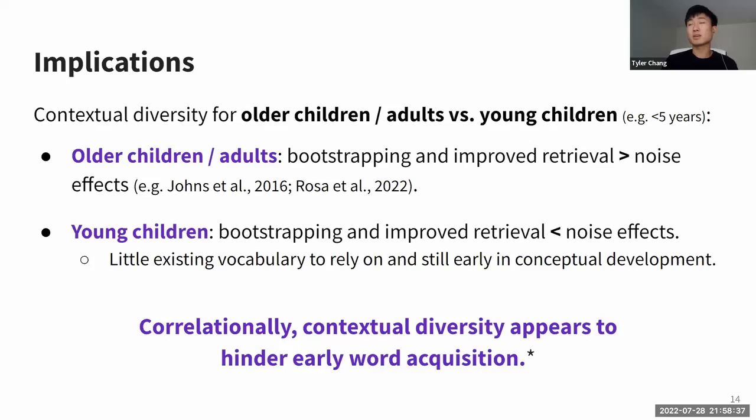So, in conclusion, our results suggest that correlationally, contextual diversity appears to hinder early word acquisition. Of course, there are several caveats. The study is correlational. We use a corpus-based metric instead of using a more holistic measure of contextual diversity. And of course, because it's correlational, there's lots of possible covariates that could be affecting our results. Still, for now, these results suggest that the consistency of contextual cues is of central importance to early word learning when children have little existing vocabulary to rely on.